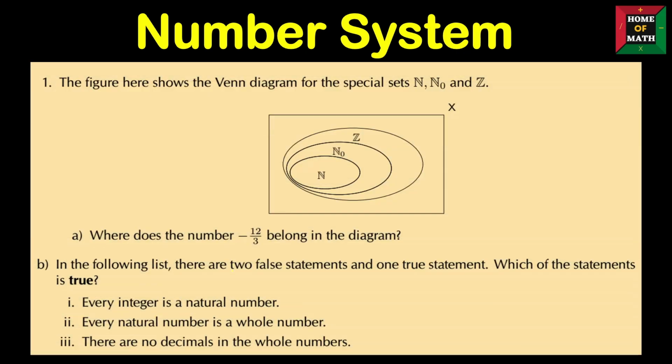Next, our first question: where does the number -12/3 belong in the diagram? What does that mean? It means -12/3, where can we place it: is it N, N0, or Z? N is natural, N0 is whole, and Z is integer. Let's start.